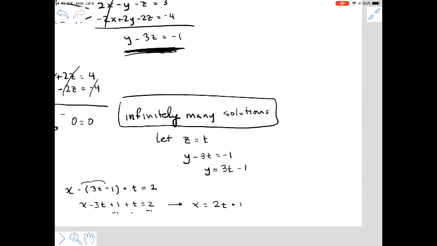The other part of this problem is stating your solution in terms of an ordered triple, x comma y comma z. So our x was 2t plus 1, our y was 3t minus 1, and then our z variable was t.